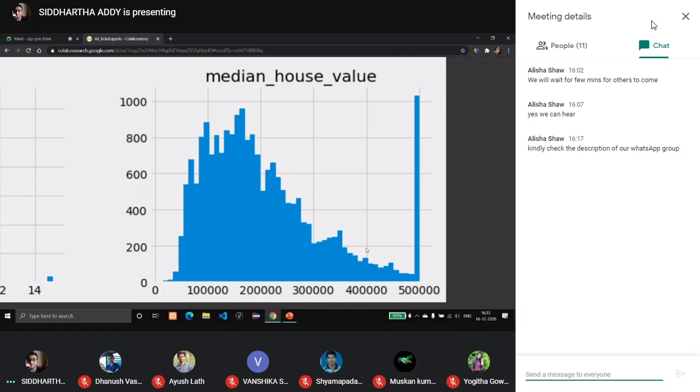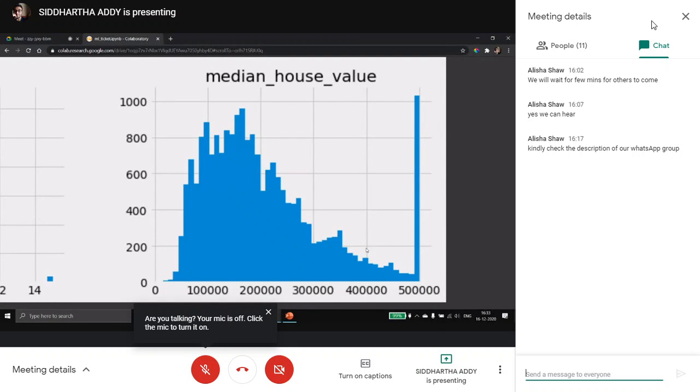What does it mean? It means, Jay, we have a problem here. If the value of the house goes beyond 5 lakh, we don't have any data representing it. This is a problem, and we have to handle it, and we will be handling it. That's why at the 50,000 mark it is skyrocketing high. Everything that goes beyond it is just capped down to that mark, so there is nothing after it.